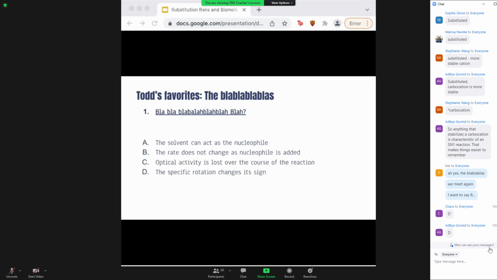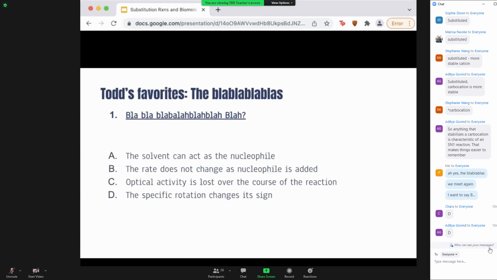Okay, I'm getting a couple answers and then I'll give everyone a little bit more time. Okay, so the answer is indeed D. So let's go through that. If you look at each of the answers, you'll notice that they all refer to either an SN1 or an SN2 reaction. So we're going to go through each of them individually.